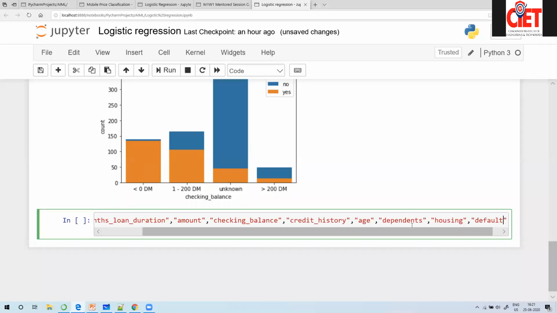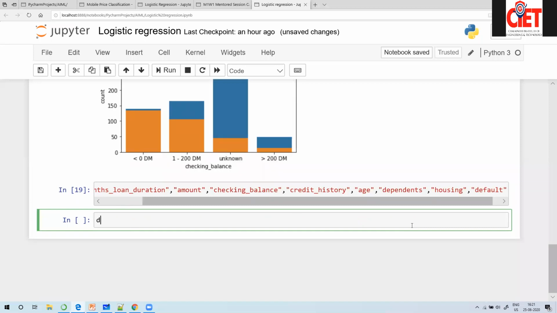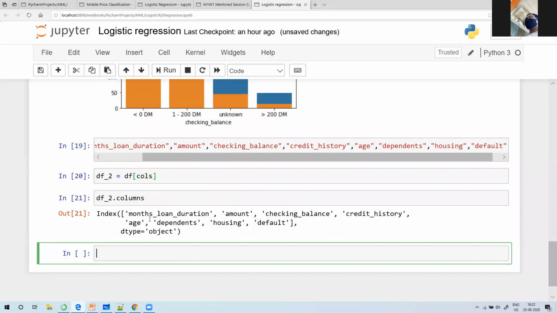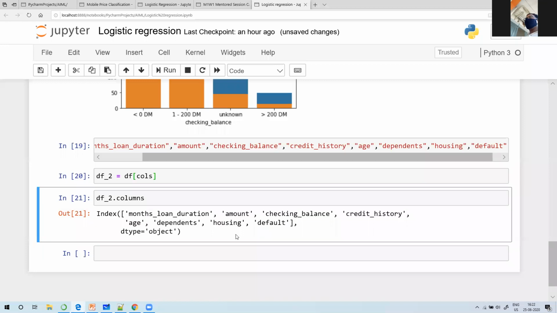So these are the columns that we are going to use, so we are going to subset them. We are going to create another data frame, df2. df2 is equal to slicing the data frame df with the columns that we have just mentioned. Now if you see df_2.columns, those are the columns that we just selected for our analysis. So this is the target variable, and these are all going to act as our input variables.